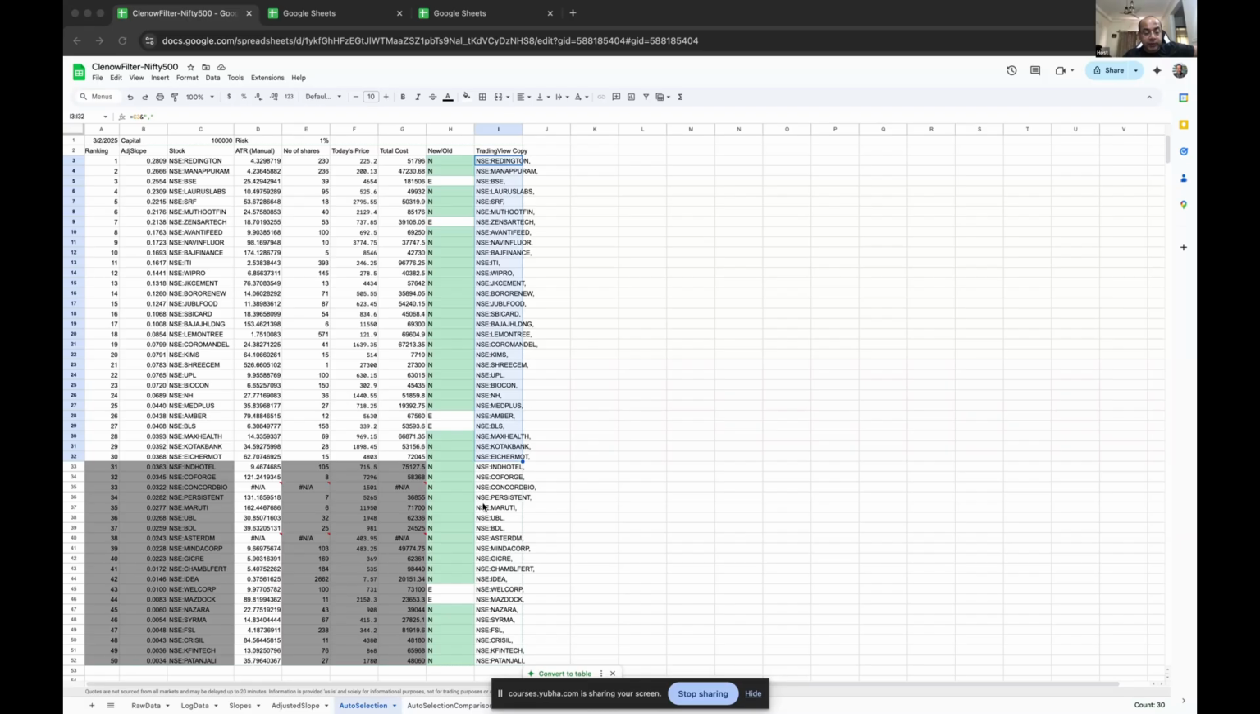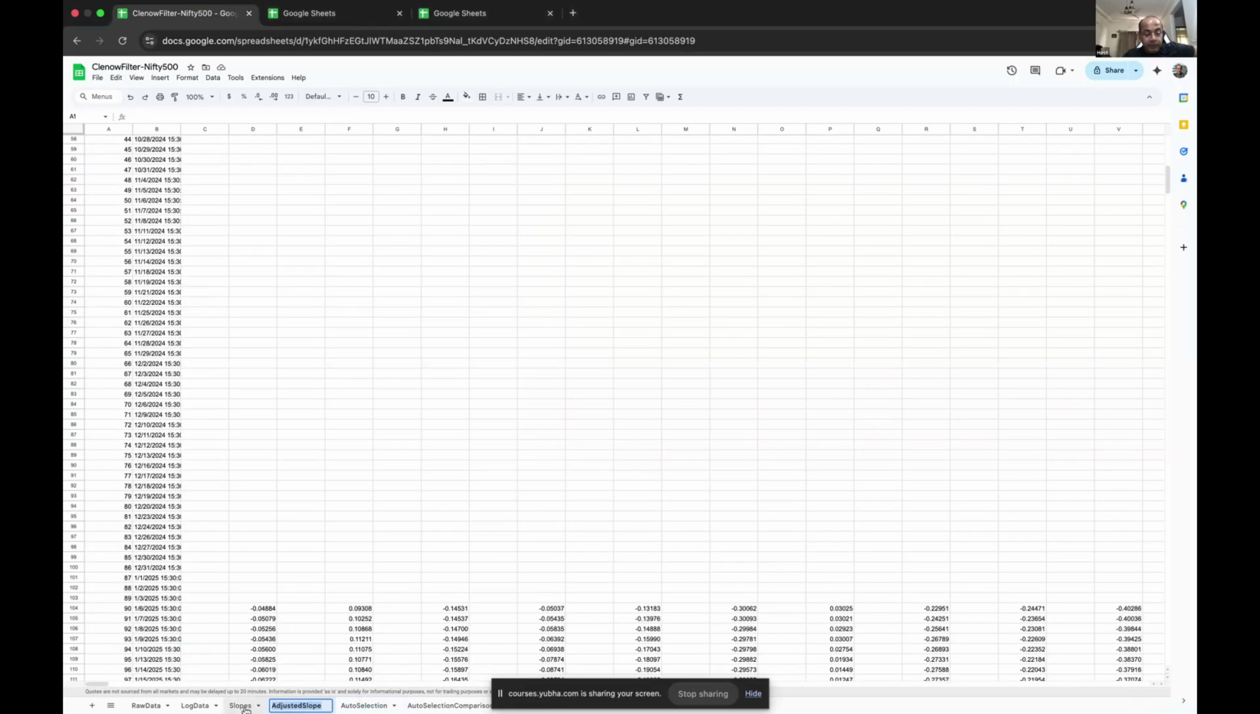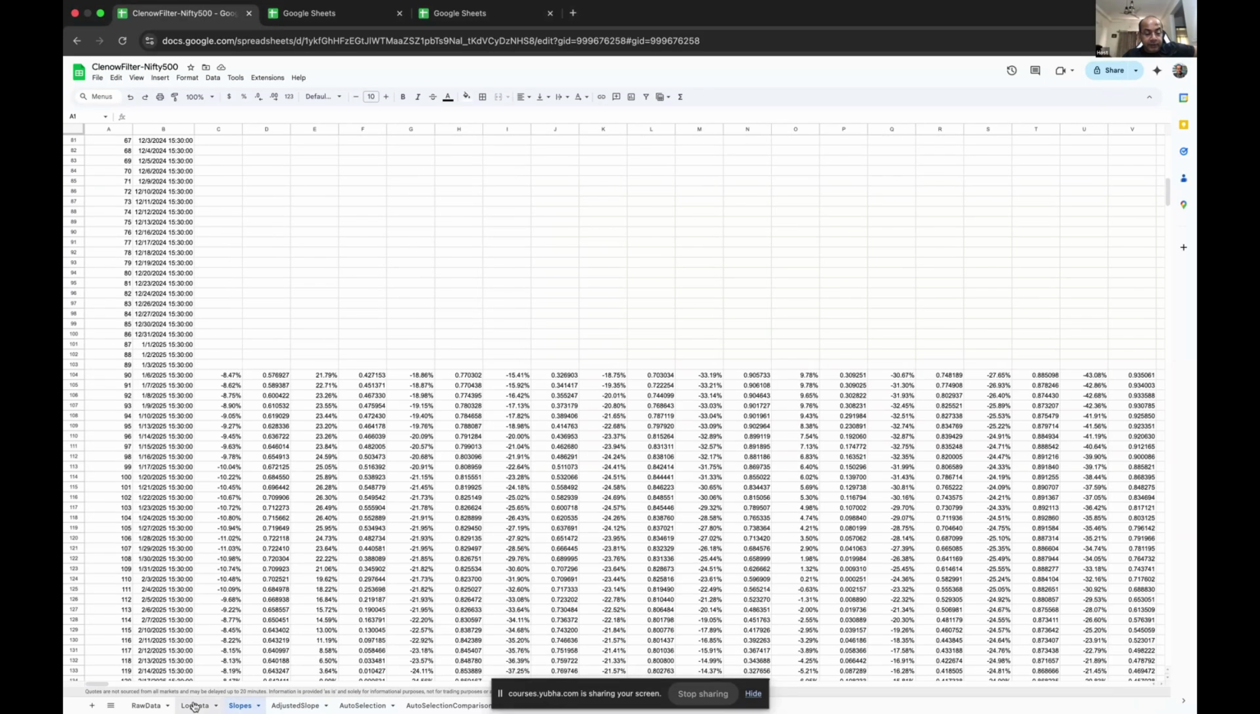Oh, were you able to see my screen? Oh, I was not sharing. Let me just try again. So this is where it comes up. This is the adjusted slope. This is where the slope calculations are. And then this is where the log data is.